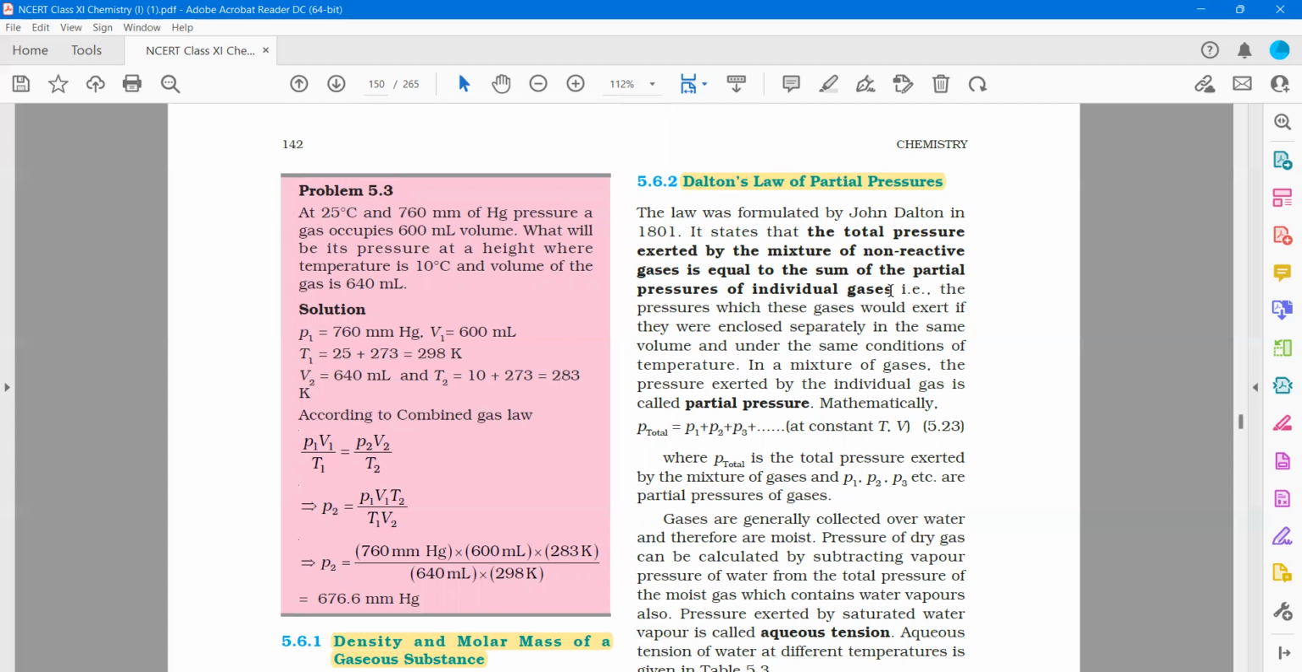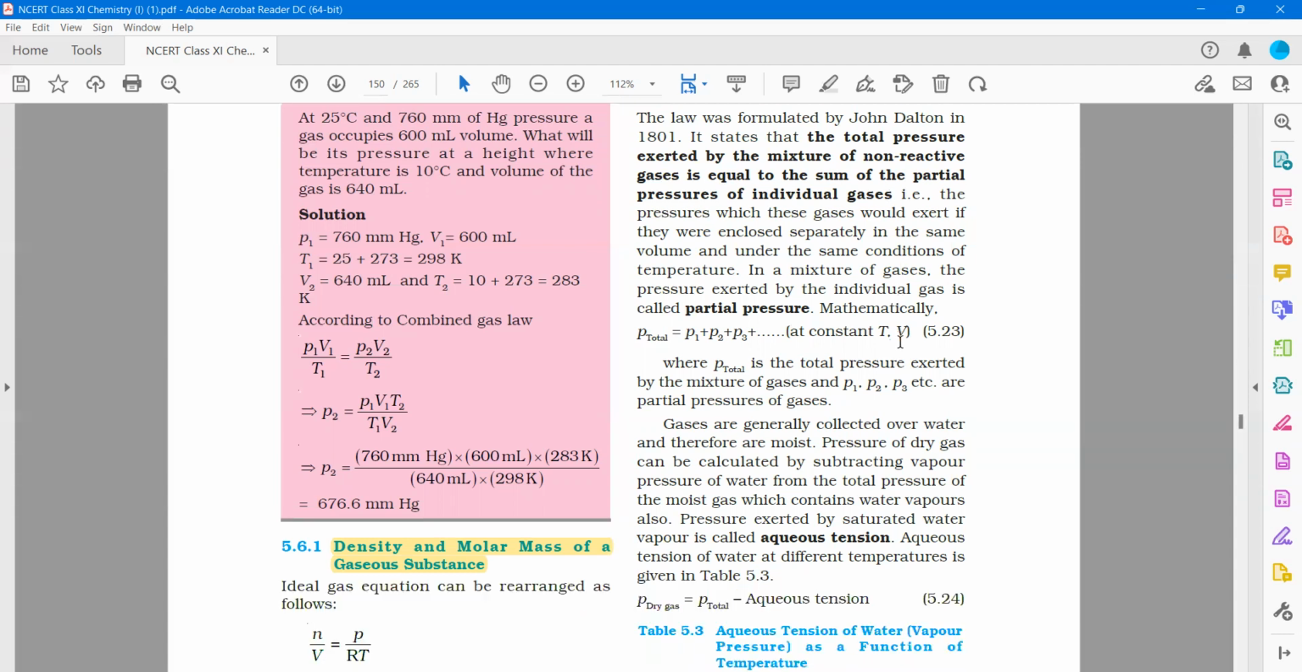Now, gases are generally collected over water and therefore are moist. So, the pressure of dry gas can be calculated by subtracting the vapor pressure of water from the total pressure of the moist gas, which contains water vapors. The pressure exerted by the saturated water vapor is called the aqueous tension. So, if you want to take out the pressure of the dry gas, then you subtract the pressure of the water vapor from the total pressure.